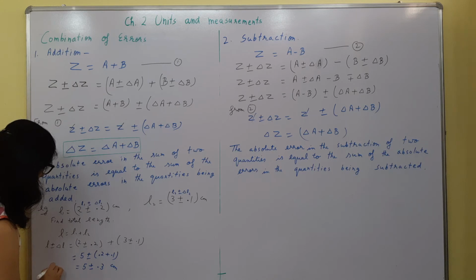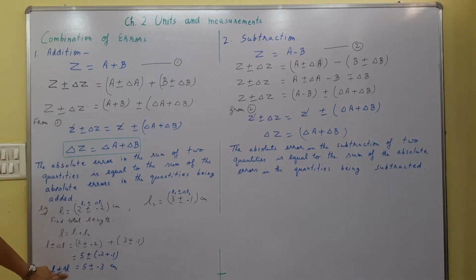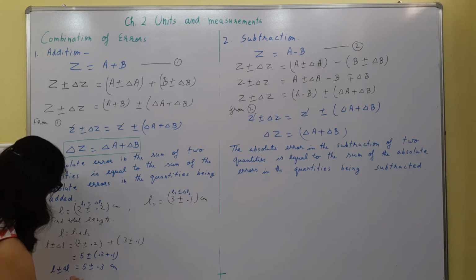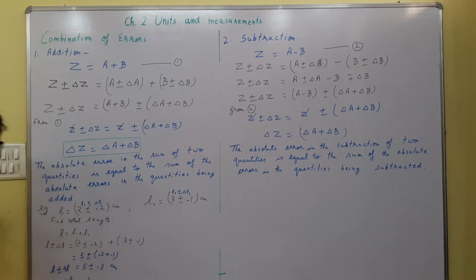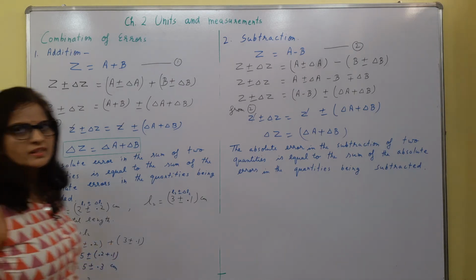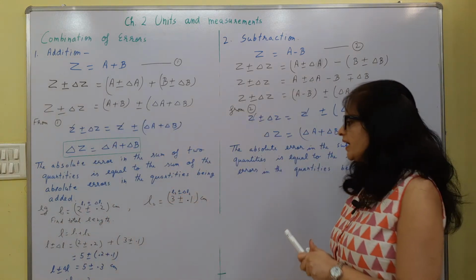So this will be L plus minus delta L. So what will be the error in the final measurement? The error in the final measurement will be 0.3. That is the sum of the absolute errors in the individual quantities being added.